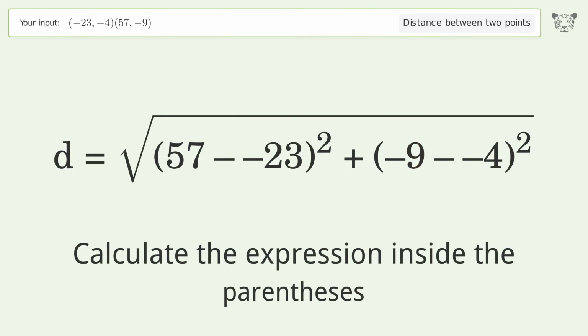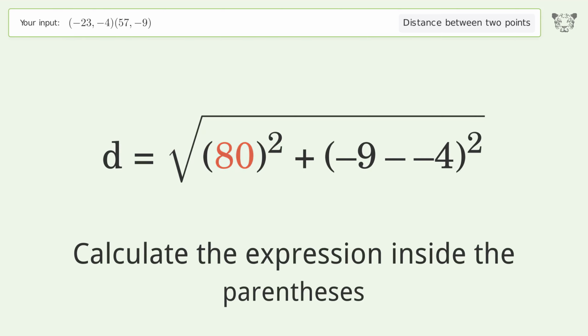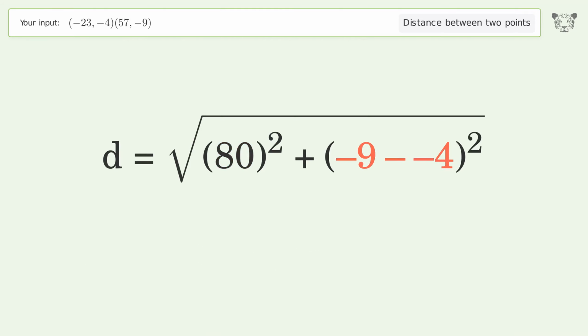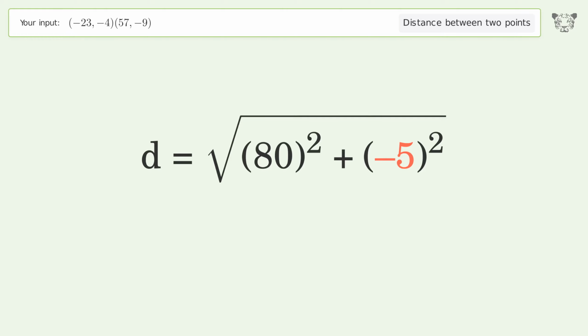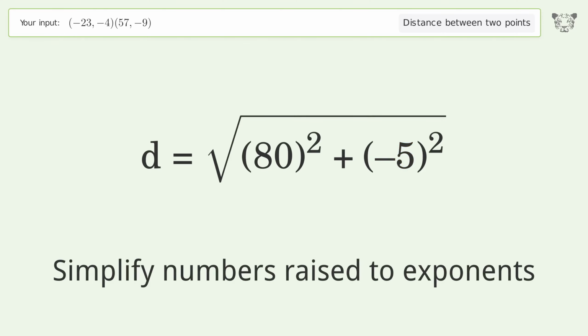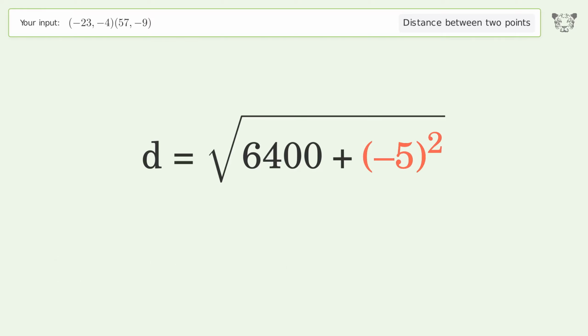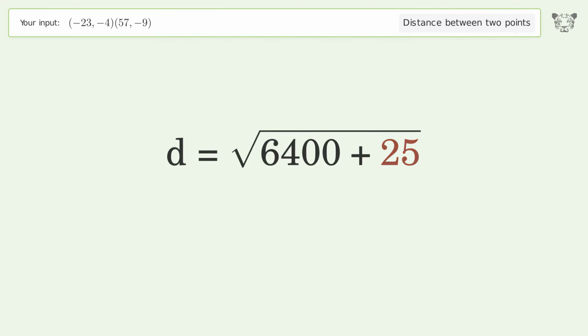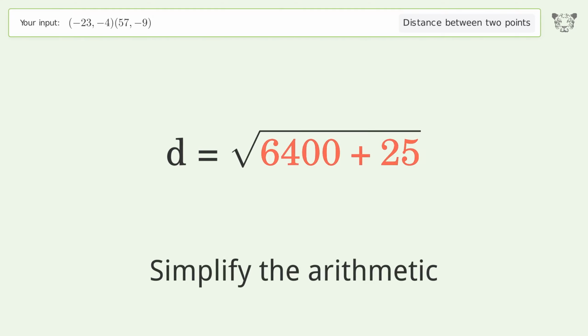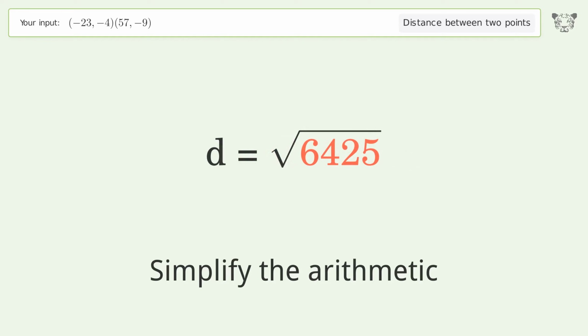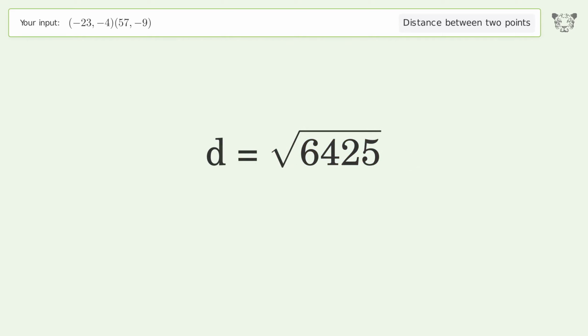Calculate the expression inside the parentheses. Simplify numbers raised to exponents. Simplify the arithmetic. And so the distance between the 2 points is the square root of 6,425, or 80.156.